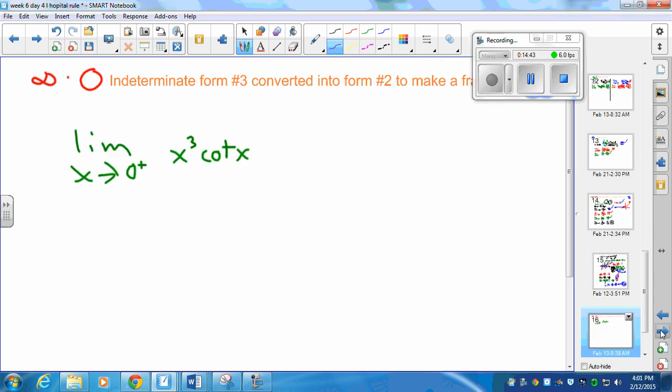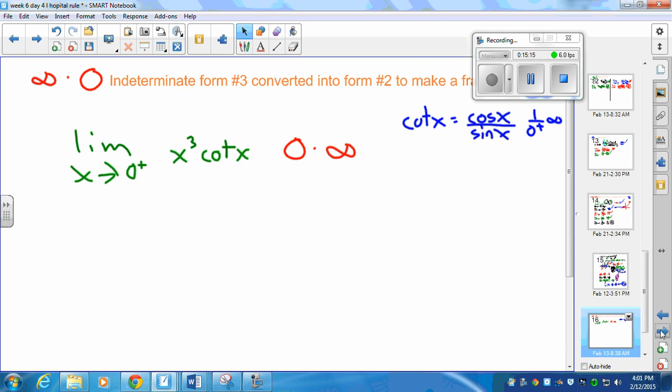All right, let's look at this indeterminate form again. If you plug in 0 here, you get 0 times infinity. If you're curious on that infinity part, cotangent of x equals cosine of x over sine of x. And if you plug in really close to 0, you're getting a 1 over something really small and positive, which goes to infinity. Okay? So I need to force a fraction.